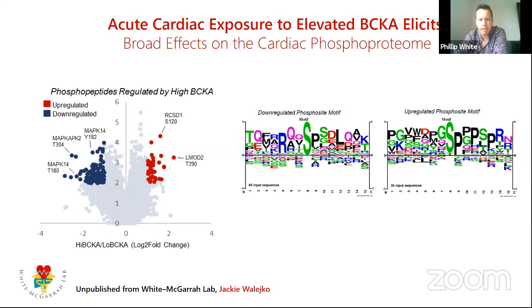And within the upregulated phosphosites, we see proteins associated with actin and myofibril polymerization, including the CAP-Z interacting protein, which is also known as RCSD1. And this particular phosphorylation site, as well as a number of others within these upregulated phosphosites, are known ERK-regulated phosphosites.